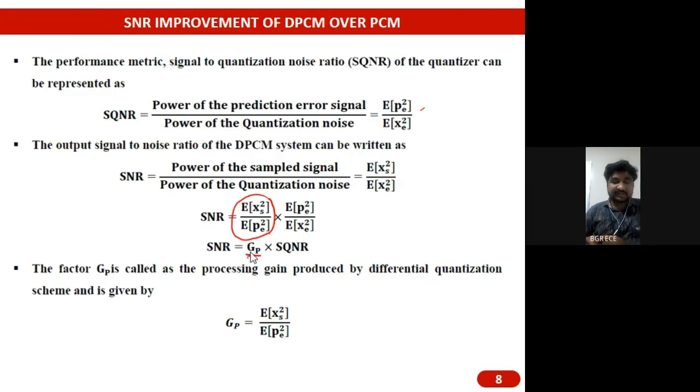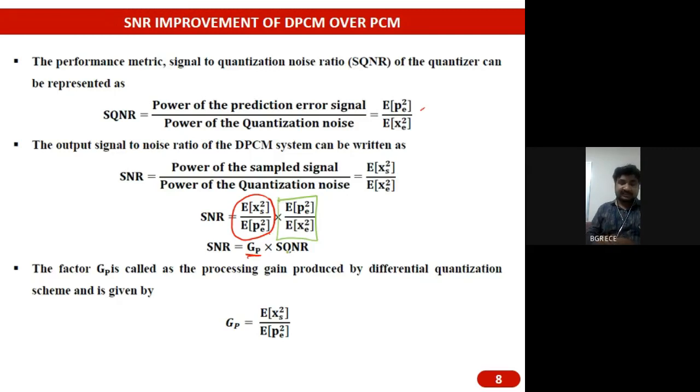GP, which is called the processing gain of the DPCM system. Whereas the second term in the product is nothing but the signal to quantization noise ratio of the quantizer employed in the DPCM system. So we can write the SNR of the entire DPCM system as the product of the processing gain and the signal to quantization noise ratio.